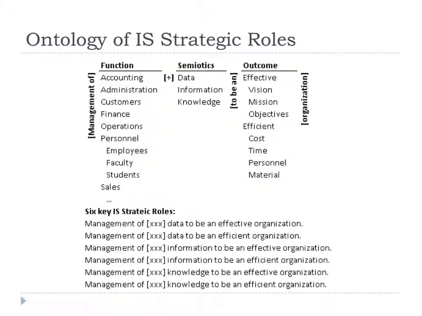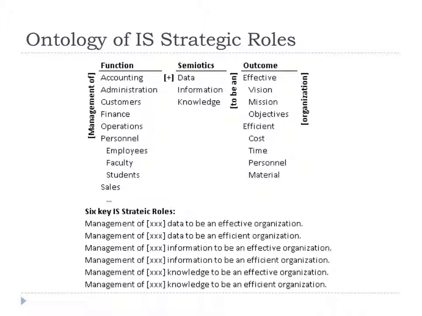We can synthesize the answers to the 3 questions using an ontology. The left column of the ontology lists the functions, the middle column the semiotics, and the right column the outcomes. The columns can be combined to form a natural language sentence using the prefixes, connectors, and suffixes shown. 6 key information system strategic roles derived from the ontology are listed below the ontology.